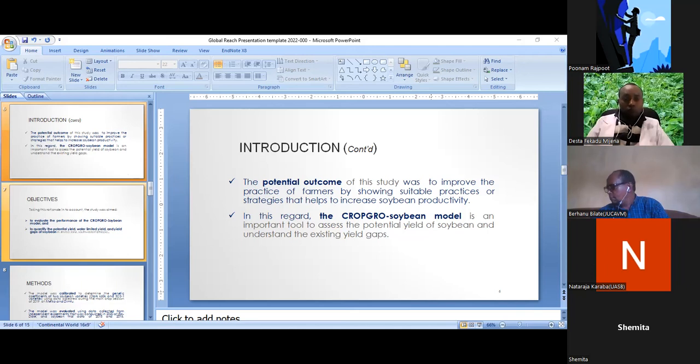Conclusion, our study showed that the lowest yield gap percentage was found from the May and June 17 planting dates. Therefore, the model simulation suggested that adopting early planting dates is essential to increase soybean productivity under rain-fed conditions in southwestern Ethiopia. In conclusion, the soybean model can be a useful tool for quantifying the potential yield and the yield gaps.